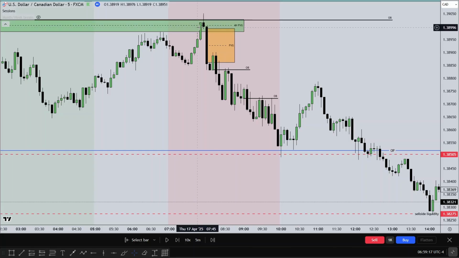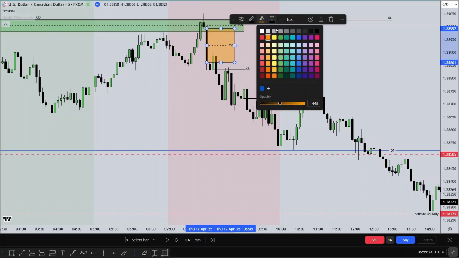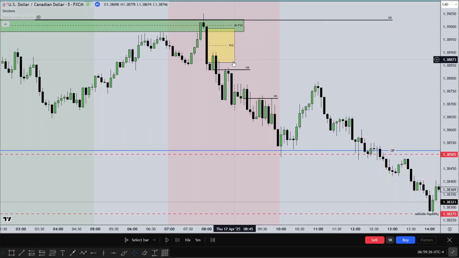On the 5 minute, after price traded to the 4 hour fair value gap, you can see the shift in market structure, a retracement to a 5 minute fair value gap, which respected the 5 minute fair value gap and led to lower prices. Now, after this shift in market structure, you see this impulsive move where price is reacting from and respecting the 4 hour fair value gap, leading to a 5 minute shift in market structure. You should have taken your first entry at 8:15.